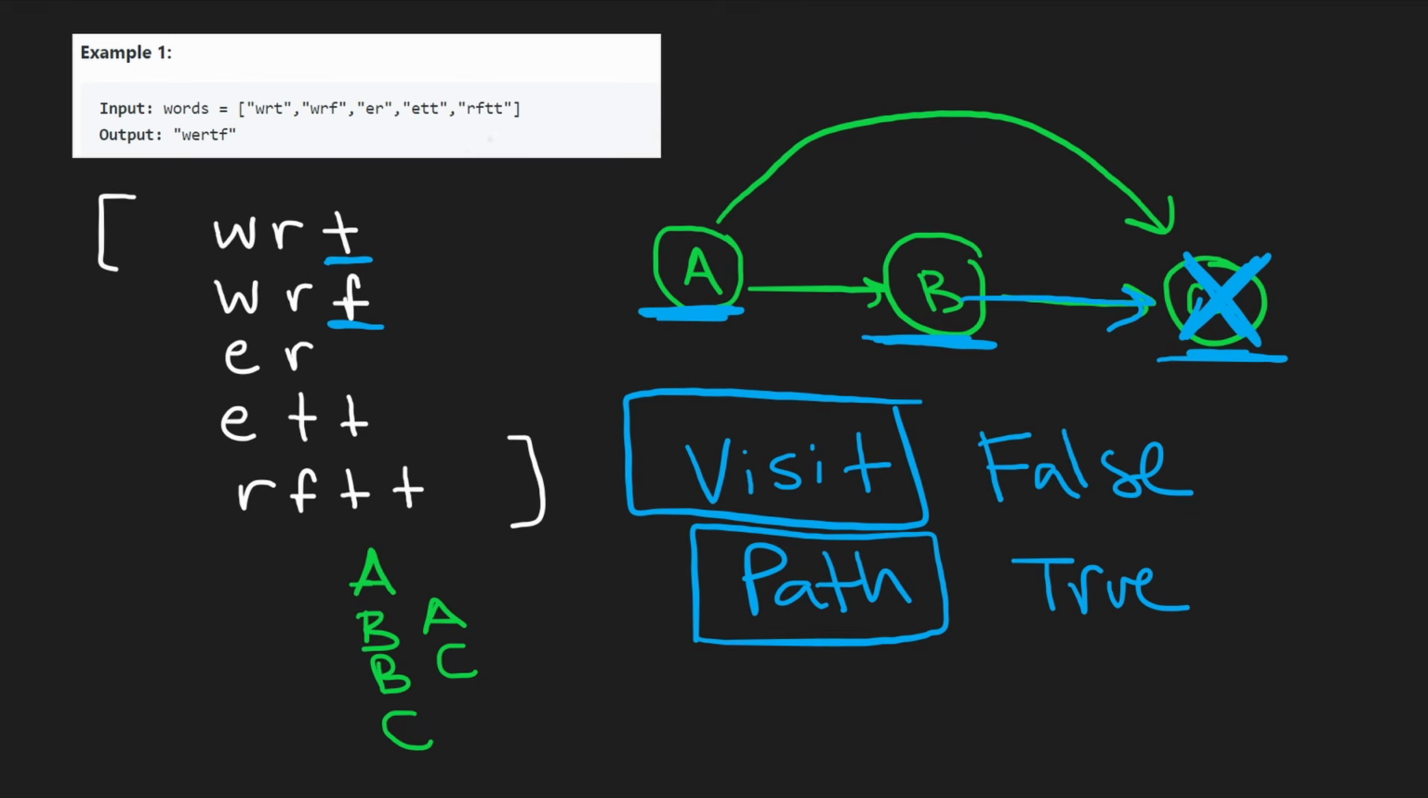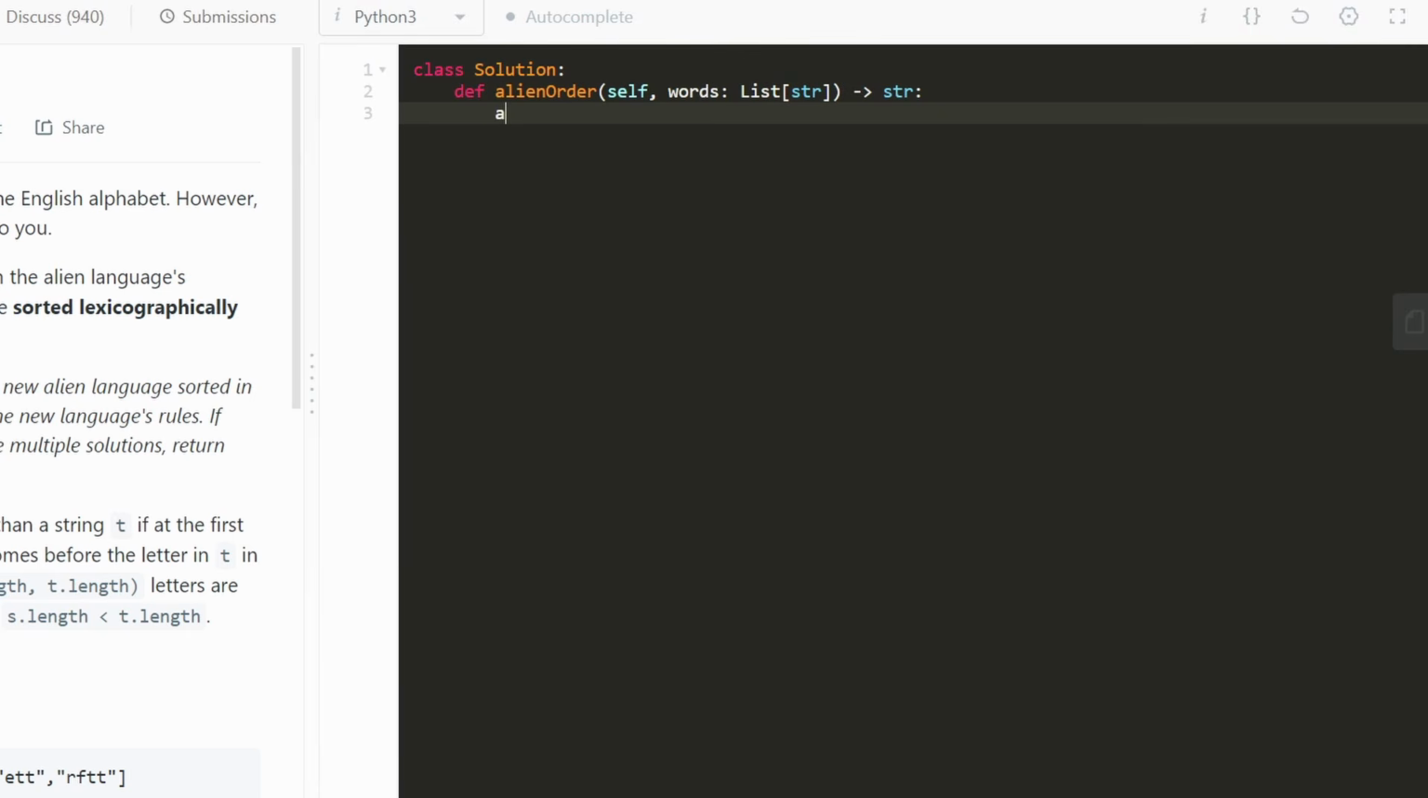The overall time complexity is just going to be the number of characters that were given in the input, because that's basically going to determine how big our graph can be. And of course, we're going to have to traverse the entire graph. So the time complexity is just going to depend on the number of characters. So this is going to be a long one, about 30 lines of code.